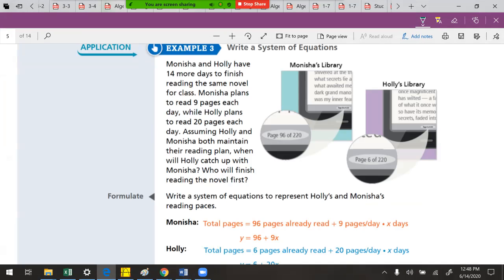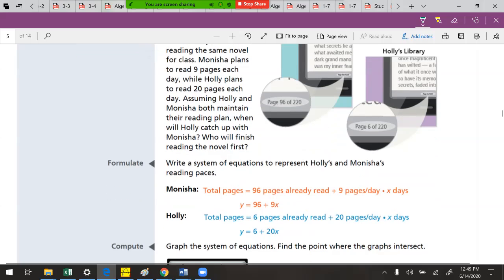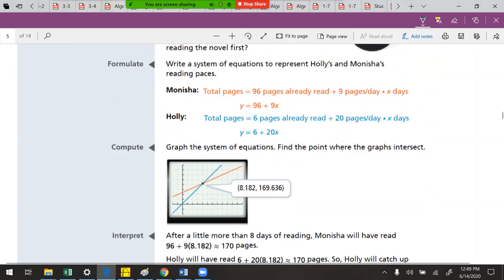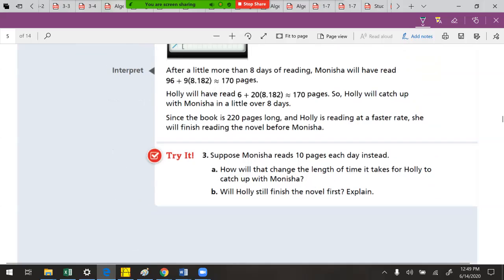Okay, this example. Now we're going to deal with word problems. Monisha and Holly have 14 more days to finish reading the same novel for class. Monisha plans to read 9 pages each day, while Holly plans to read 20 pages each day. Assuming Holly and Monisha both maintain their reading plans, when will Holly catch up with Monisha? Well, remember, the answer is the total pages: 96 plus 9x, 6 plus 20x. There's your two equations, graph them both, boom, there you go. Round it up, it's about 170, okay?